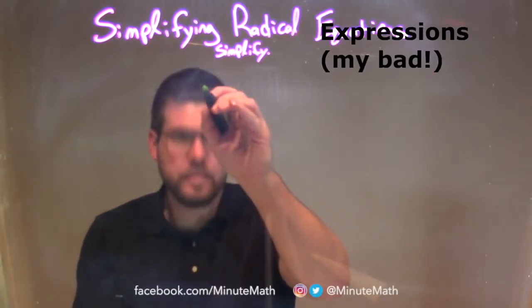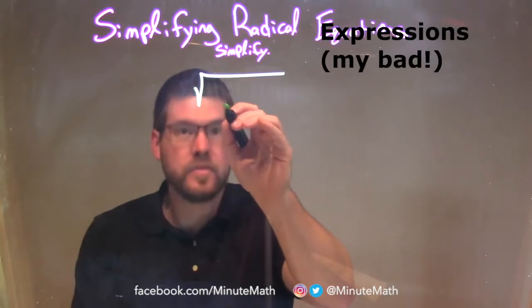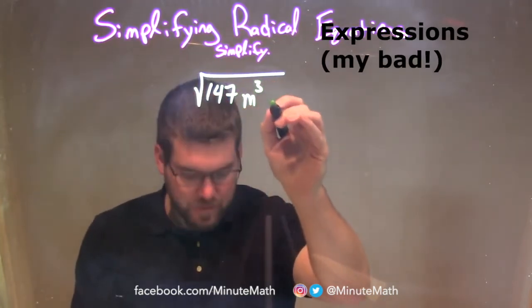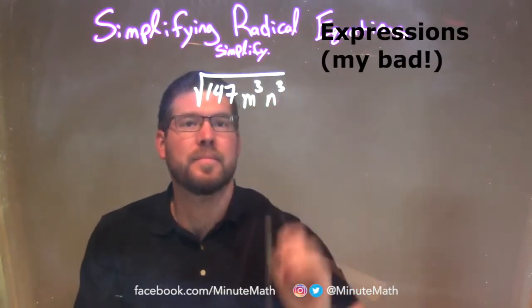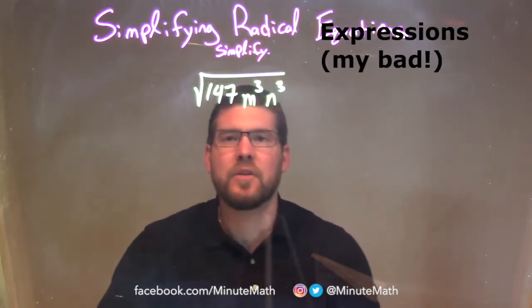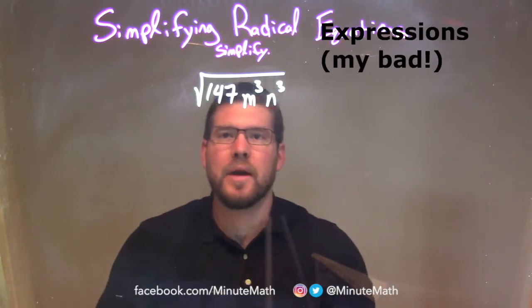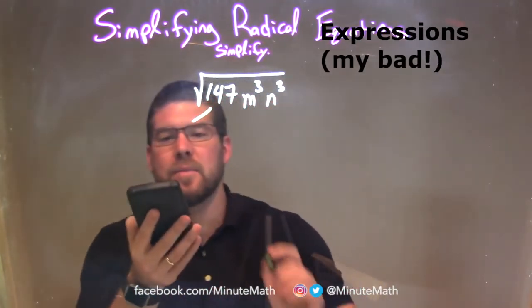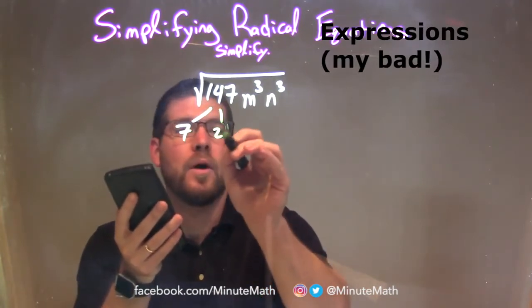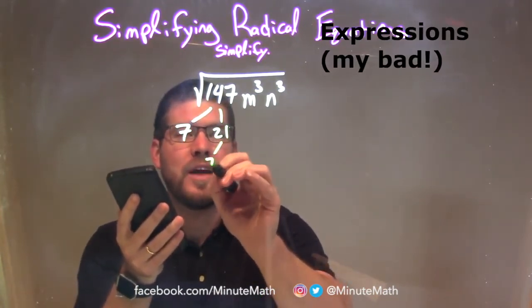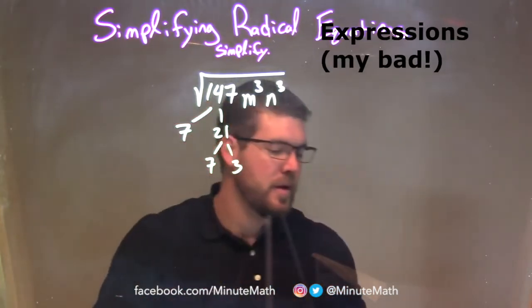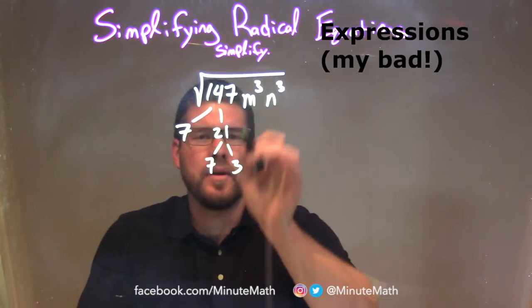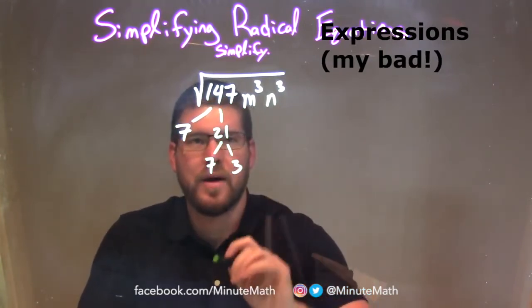The square root of 147 m to the third times n to the third. Okay, we need to do a prime factorization here. So 147 we can break down. I use my calculator here. 147 breaks down to be 7 times 21, and 21 is just 7 times 3. We've broken down to all of our prime numbers, our prime factorization.